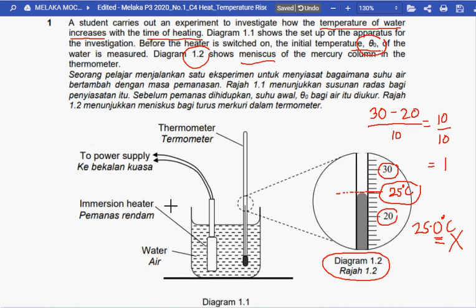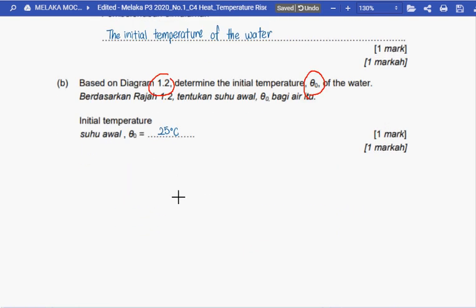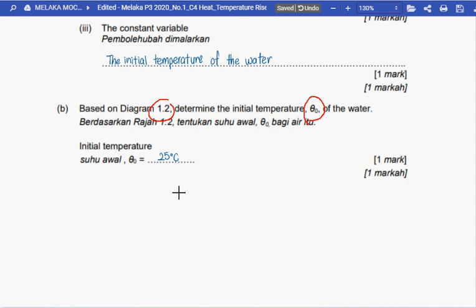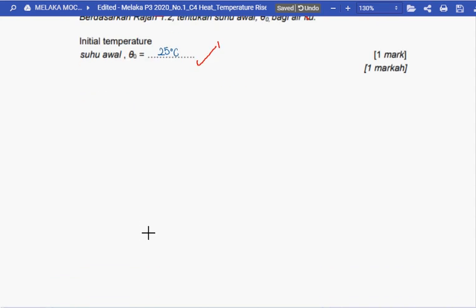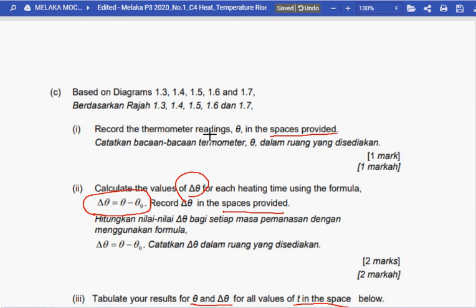So we look at this student answer. Betul? Yeah, this is correct. So this is 1 mark. Then we look at this. Record the thermometer reading theta in the space provided. Then you calculate delta theta for diagram 1.3 until diagram 1.7. So we record the thermometer reading and then the increase in temperature using this formula.